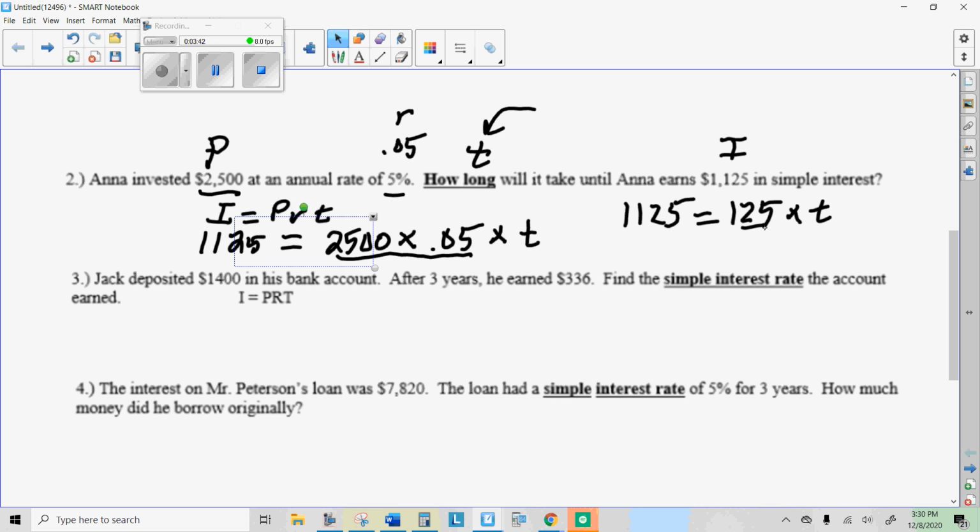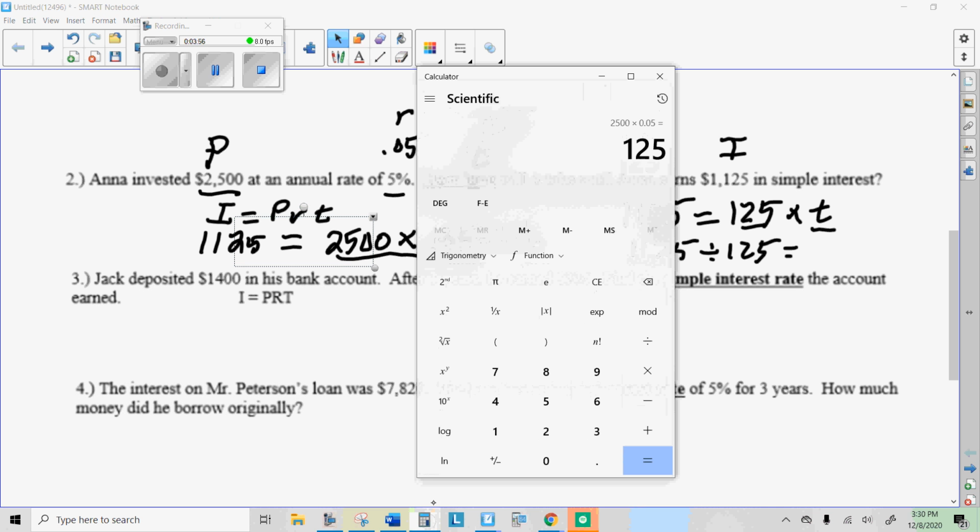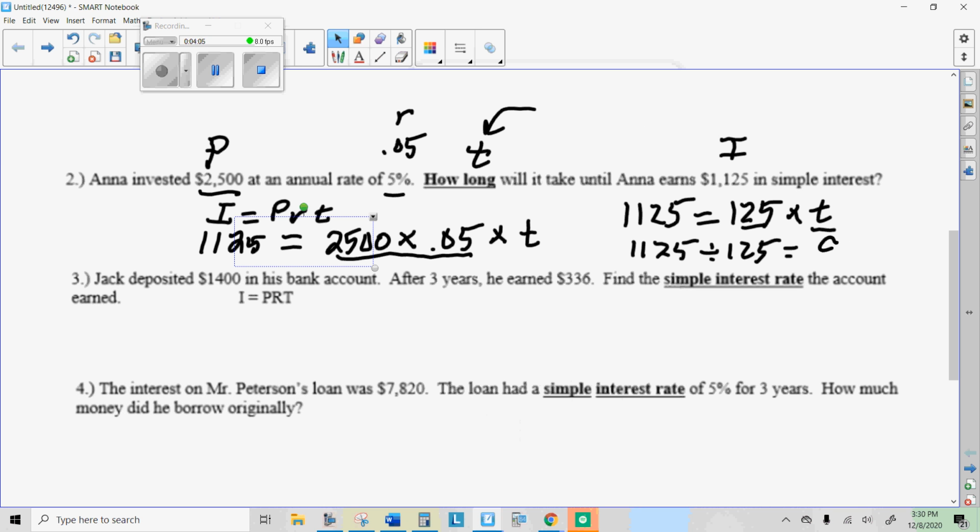Now, whenever you're trying to figure out what number times something equals something, you're going to divide. So I'm going to do one last step, divide 1,125 by 125, and that'll be my time. 1,125 divided by 125 equals 9. So that means it was 9 years.